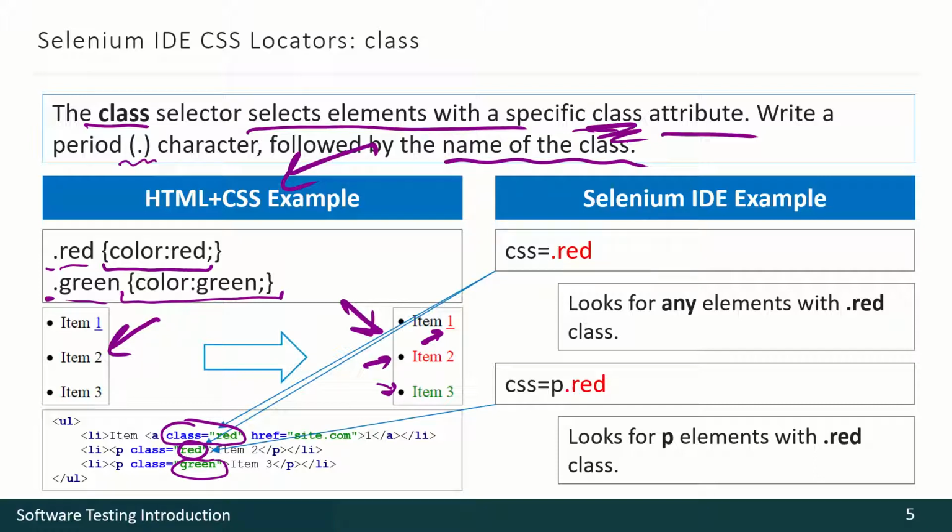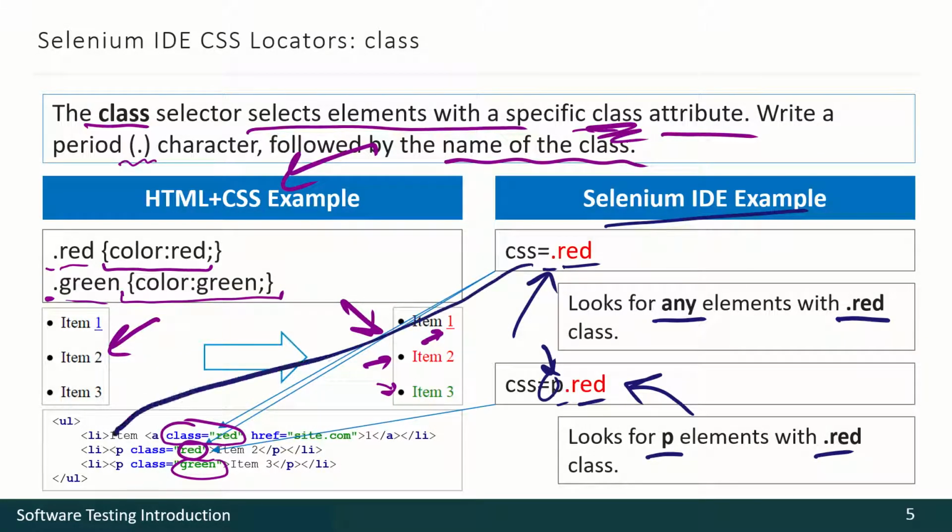And how can we use it in Selenium IDE? We write the period sign and then the class name, and we may even use an element name here, because here we are looking for any element with the red class, and here we are looking for P elements with the red class. So for the first locator, here's the match, any element with the red class, and another element with the red class, but here we can only detect a P element with the red class.